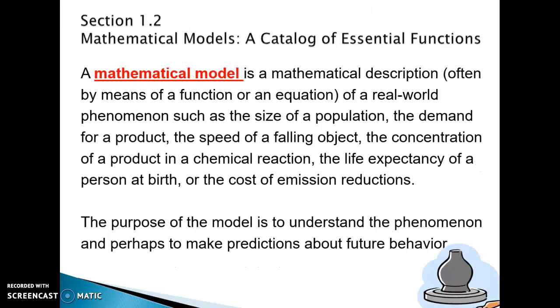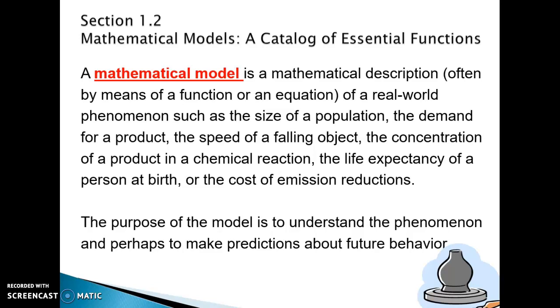All right, for section 1.2, this is on modeling and change. Again, that was a really quick review of pre-calculus topics. A mathematical model is a mathematical description, which often means a function or an equation, of a real-world phenomenon, such as the size of a population, the demand for a product, the speed of a falling object, the concentration of a product in a chemical reaction, the life expectancy of a person at birth, the cost of emissions and reductions, and so on and so on. There are so many applications that we'll use in calculus and in mathematics.